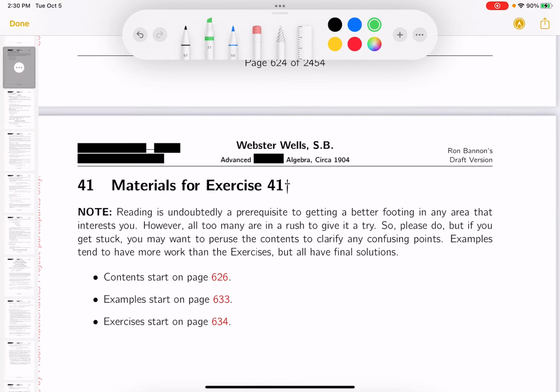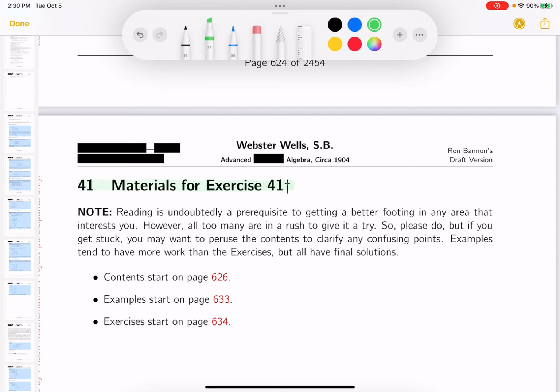Okay, we're in section 41. The structure of the document is really basically the same for each section. There'll be contents, there'll be examples, there'll be exercises.